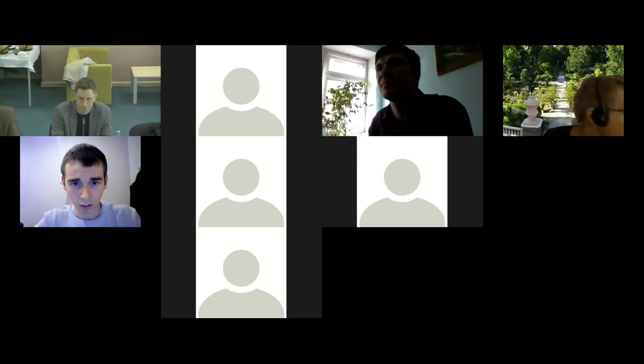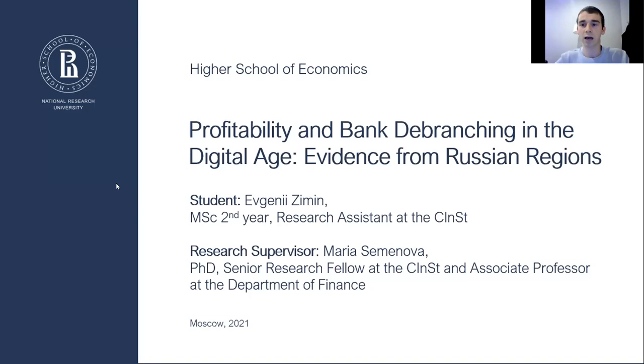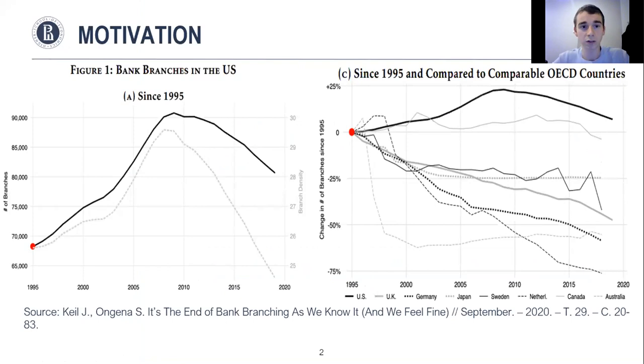Okay, so good afternoon, colleagues. My name is Evgenii. I'm a second year master's student in the program Financial Economics, and I'm also a research assistant at the Center of Institutional Studies. My research topic, as we already said, is profitability and bank branching in the digital age, evidence from Russian regions. So first of all, let's consider what is happening with bank branches over the world. In the left graph, you can see the process of bank branching in the United States. You see that this process accelerated since 2008. On the right graph, you can see what is happening with bank branches across OECD countries, and you also can notice that the number of bank branches significantly declines. In Europe, it happens since 1995.